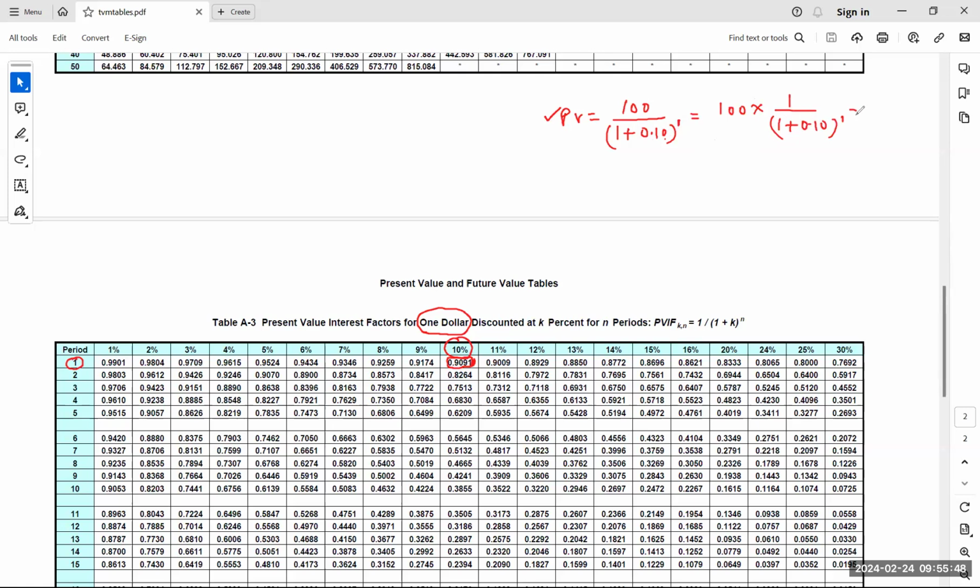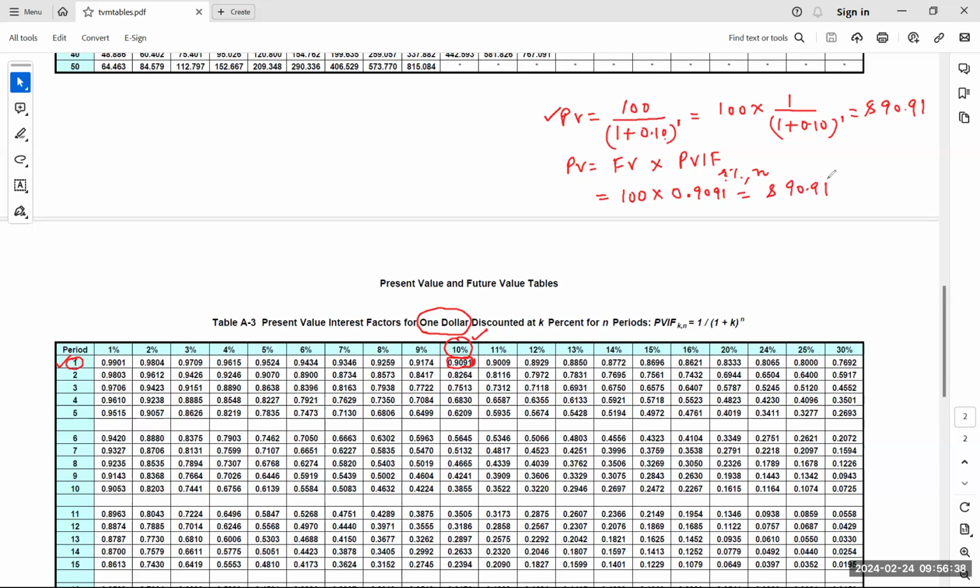So we could have written it this way also, and we would have obtained the answer. It would have been $90.91. Or we could have said present value is equal to future value multiplied by the present value interest factor of $1 at R% for n periods. And we would just substitute the values. Future value is 100 because that is what we will receive after a year. And the present value interest factor of R%, which is this 10% for n periods, which is this 1 period, is 0.9091. So we'll just read off from the table and put it here. And that will give you the same result, 90.91.